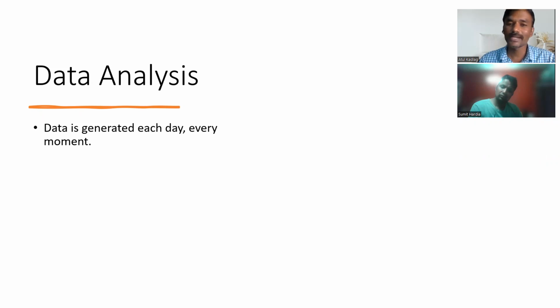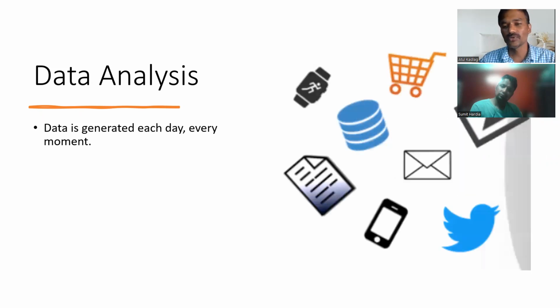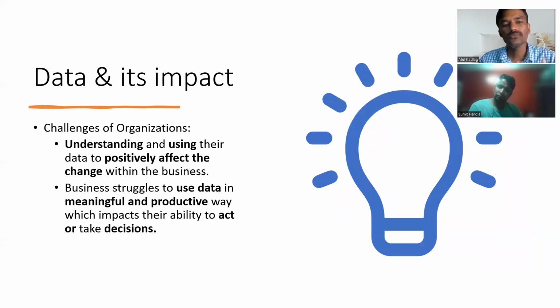So that is all about data, and that is one thing which is getting generated. So data analysis starts from this place. Data is generated each and every moment. You can see different data like social media, smart devices, email, shopping carts, retail shops, everywhere the data is getting generated, and this is what we need to understand. So that is data analysis. We need to start from that as a data analysis. Now, how the data and its impact happens.